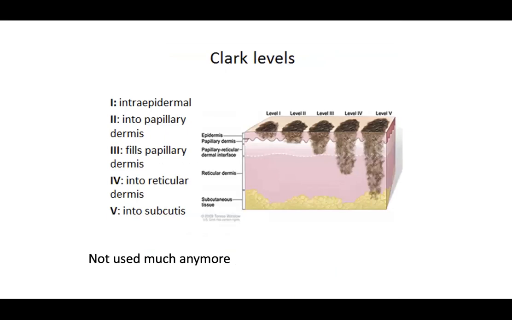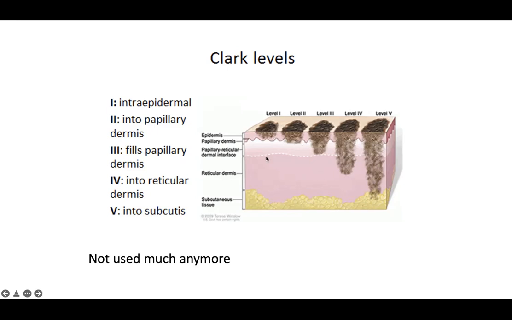Clark levels are still used in templates, but not as much for determining prognosis, but it's useful to be able to assess it for the melanoma template and reporting. And so Clark level 1 includes intraepidermal only. Clark level 2 involves into the papillary dermis. Clark level 3 is when the melanoma starts to fill the papillary dermis, but it's not really significantly beyond the papillary to reticular dermal interface. Clark level 4 is when you enter more into the reticular dermis. Clark level 5 is when you actually make it all the way to the subcutaneous tissue.